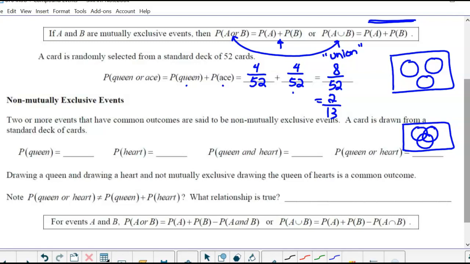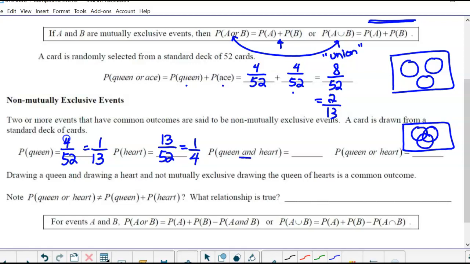So a card is drawn from a standard deck of cards. So the probability of a queen is, remember we did that, just 4 over 52, which reduces to 1 over 13. Because if you've played cards before, you know there's 4 suits, 13 cards in a suit, 1 queen in each suit, so 1 out of 13. Then hearts is one of the 4 suits. So there's 13 hearts out of 52, which is 1/4.